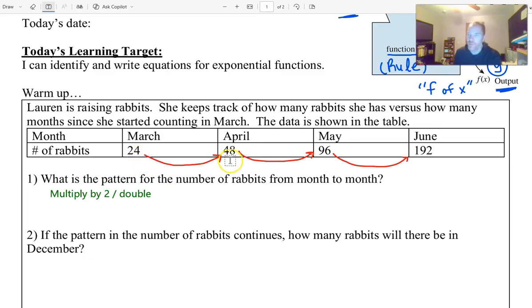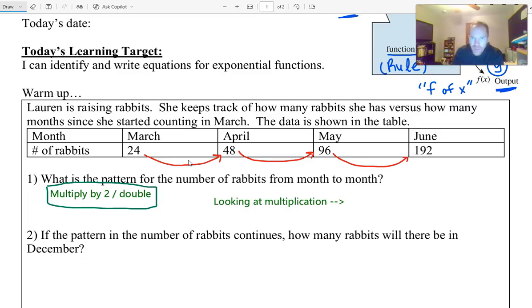24 times 2 would give you 48. 48 times 2 would give you 96. 96 times 2 would give you 192. Now, how would we get that if we were thinking about multiplication? And I forgot to box in my answer, but there we go. Multiply by 2 or double is the pattern that I see. How would we figure that out?